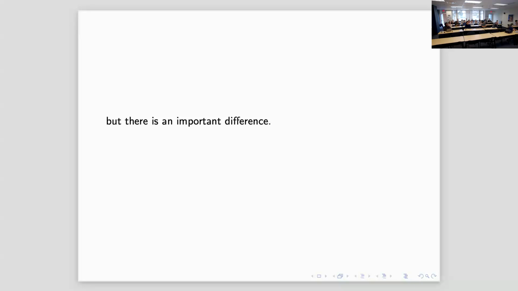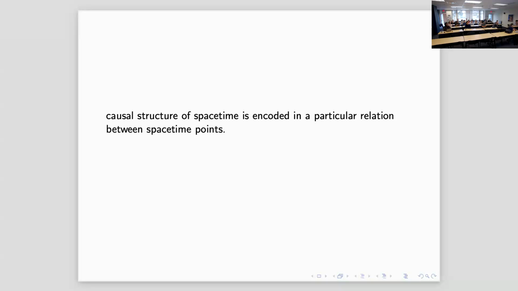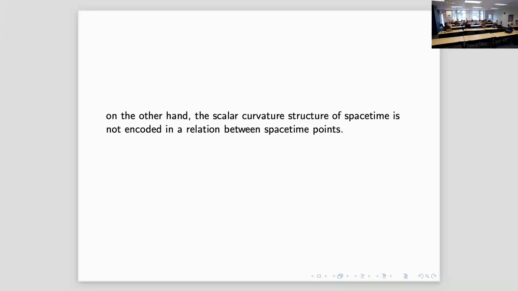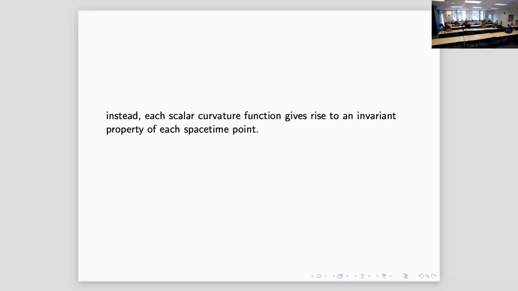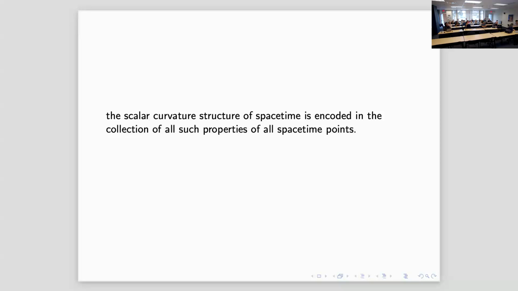But I did want to emphasize one important difference. The causal structure of spacetime is encoded in a particular relation between spacetime points. This point is causally related to this one. Scalar curvature structure is not encoded in a relation between spacetime points. We're talking about properties now. Each scalar curvature function gives rise to an invariant property of each spacetime point. And so the scalar curvature structure of spacetime is encoded in the collection of all such properties at all such points.